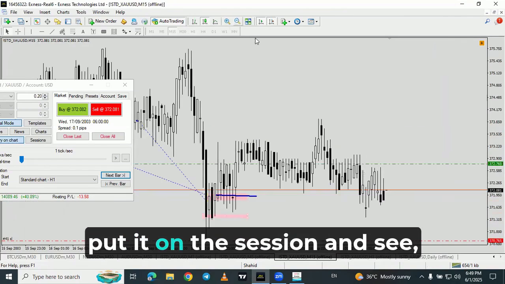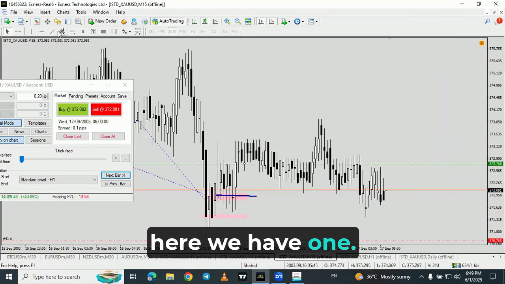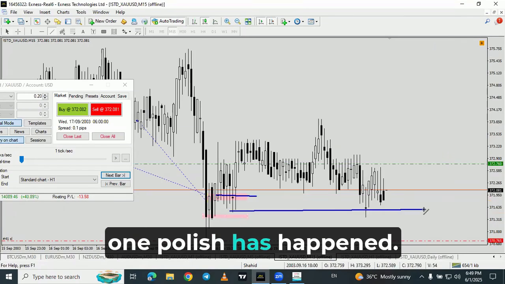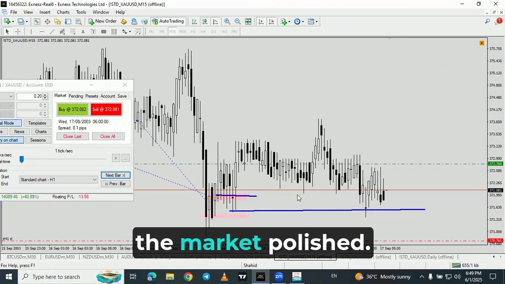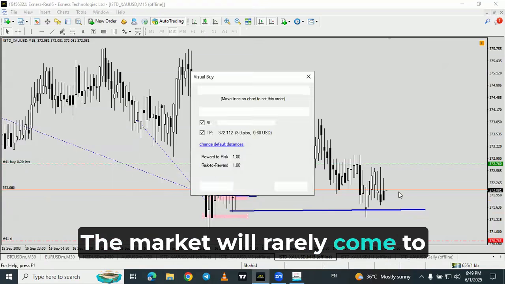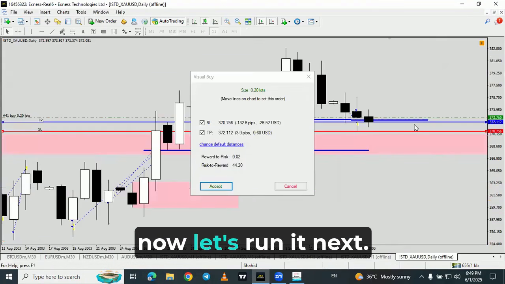All right, put it on the session and see. Here we have one. Wait for the polish. One polish has happened. The market took this zone. See, after taking this zone, the market polished. The market will rarely come to take this zone. All right, now let's run it next.